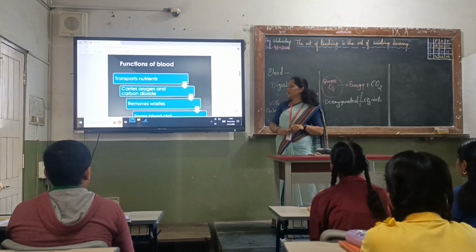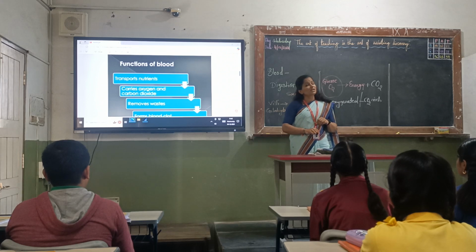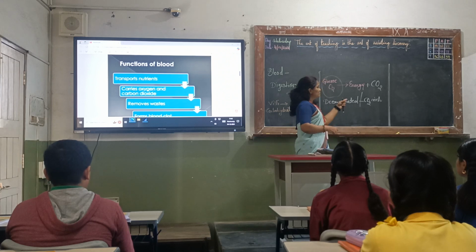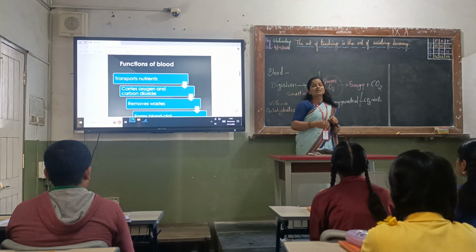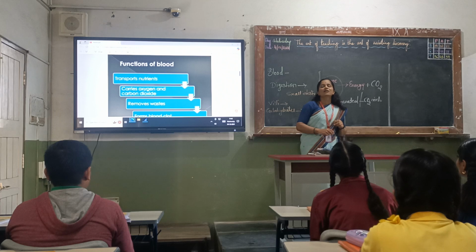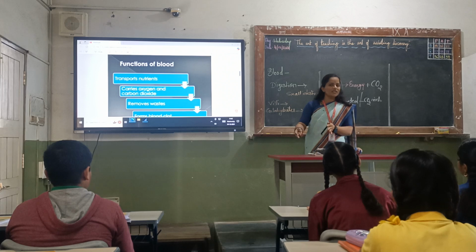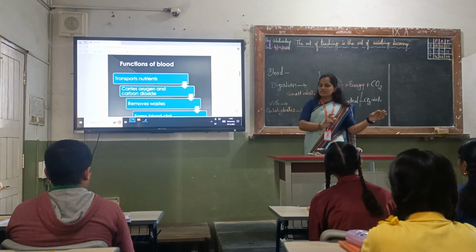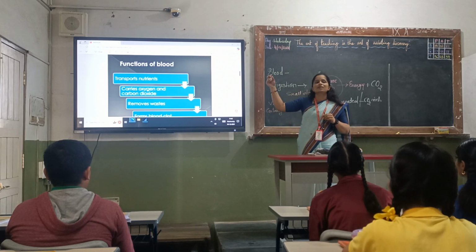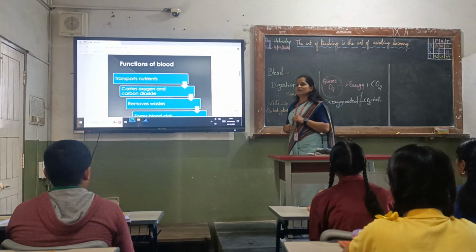Third function of the blood is it removes waste. It is not only good things that blood provides, it also carries some waste material. So which kind of waste does it carry? First, we have already seen that carbon dioxide is one of the waste materials, and second is urea. Urea is also a waste present in the blood, and that waste is thrown outside because the kidneys help to remove the urea and form urine. So blood carries nutrients, even oxygen gas, and also waste material like carbon dioxide and urea.